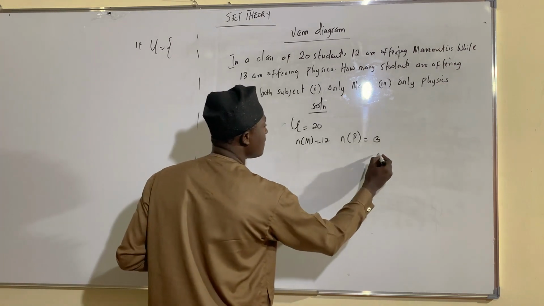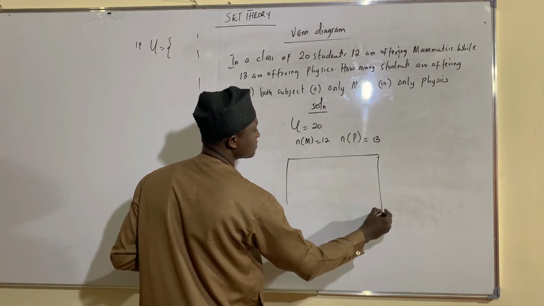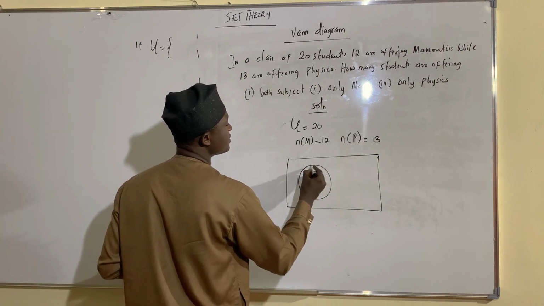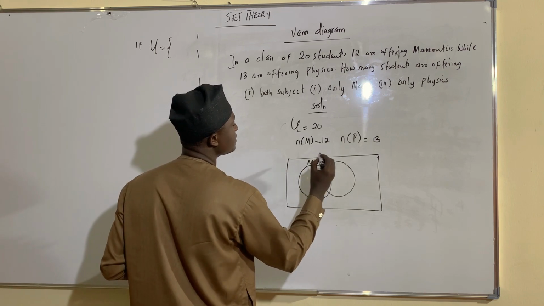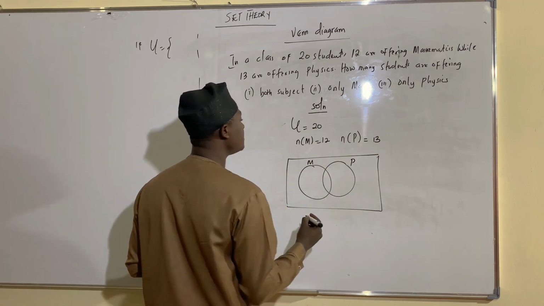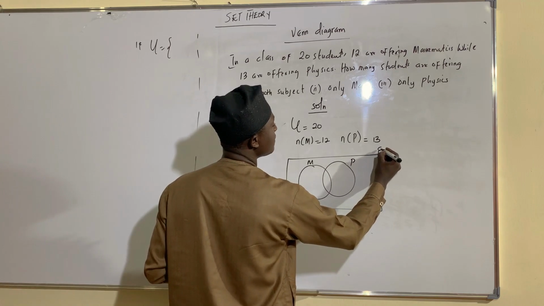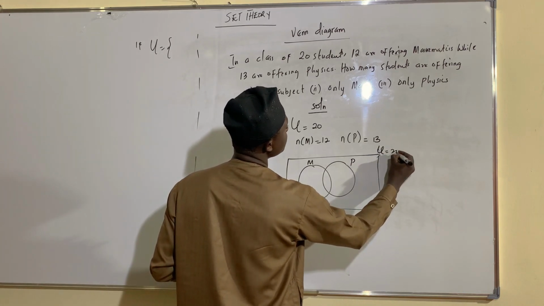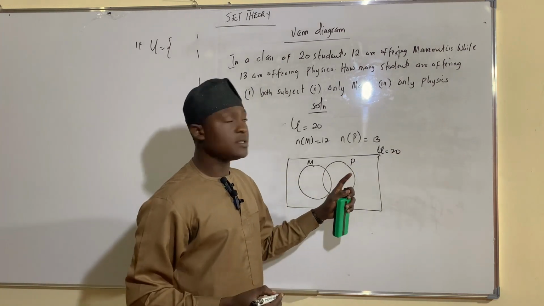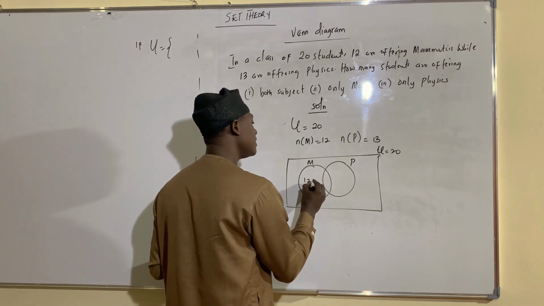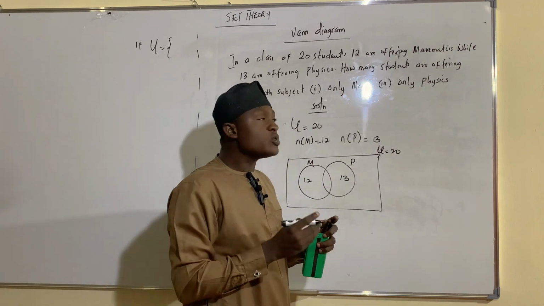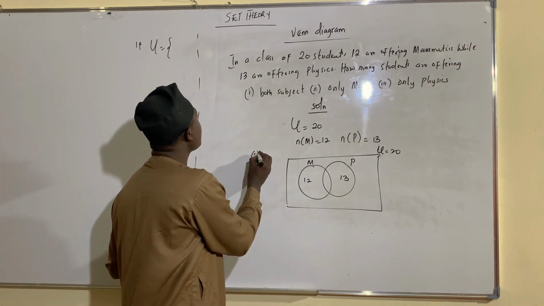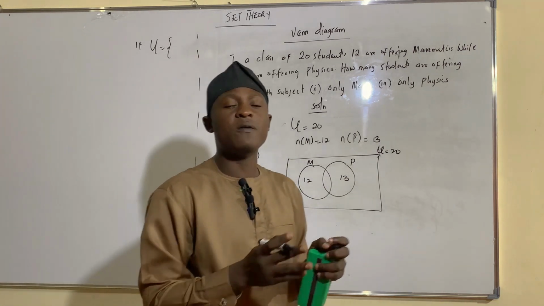They now said, how many students are offering both subjects? So let's draw our Venn diagram. So our Venn diagram, the first subject, the second subject. Now we have mathematics as well as we have physics. So their total, the universal set, is 20. The number of those who are offering mathematics, that one is 12. The number of those who are offering physics, that one is 13. So now the first question, they said I should find the number of students that are offering both subjects.